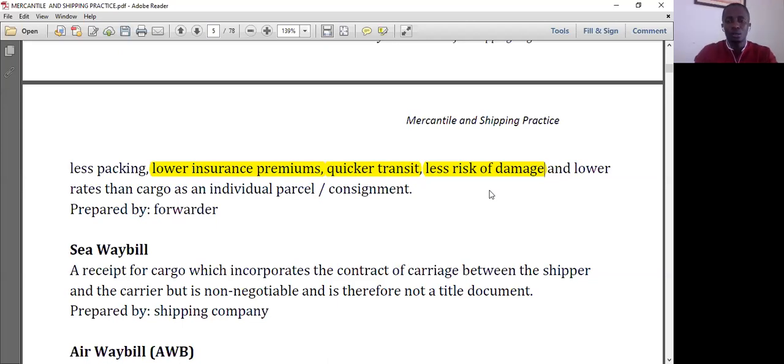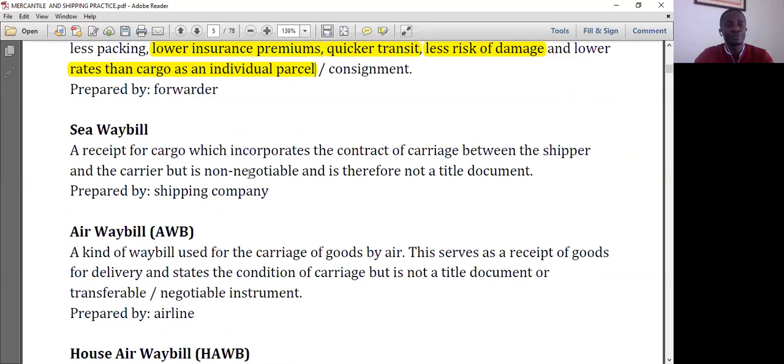So that one is less risk of damage and lower rates than when the cargo are individual parcels. So lower rates here because you will share. If they're charging for moving a container from the port of Mombasa to Uganda maybe 250,000, and you're 3 people who have got their cargo there, then it means that you will divide 250,000 with 3 people, so it becomes cheaper. Okay.